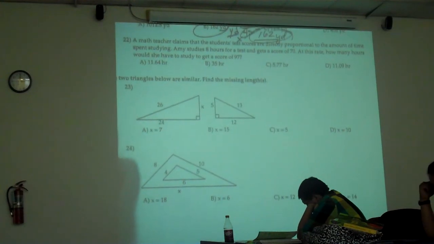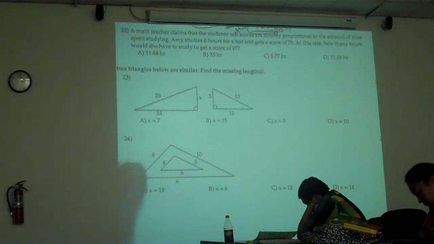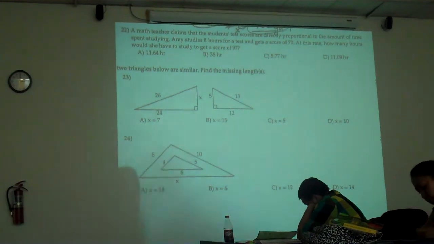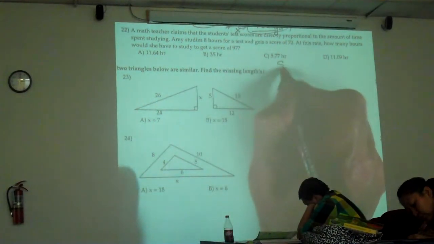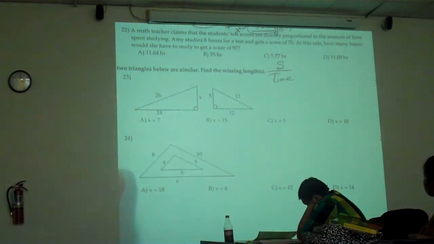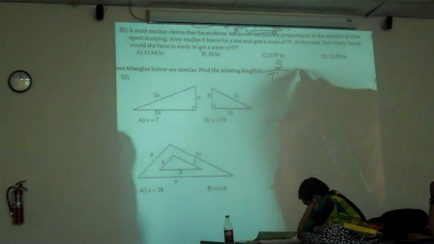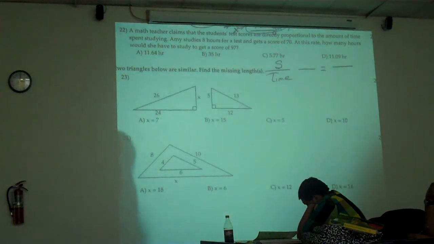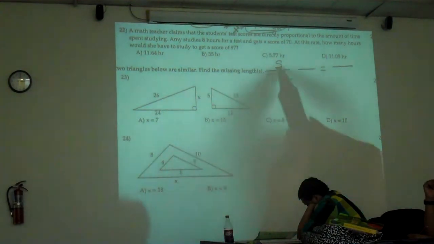Okay, a math teacher claims that the students' test scores are directly proportional to the amount of time spent studying. So you've got the scores and the studying time. You could put score over hours or score over time, whatever you want. Don't put S over S. Scores over study time. Make sure it's different letters.